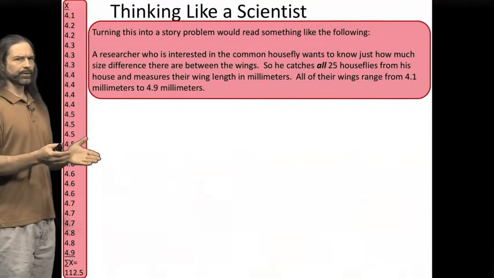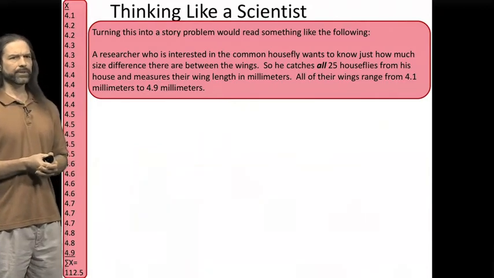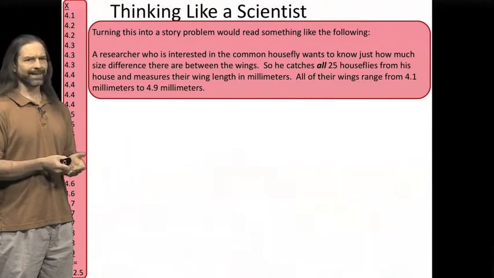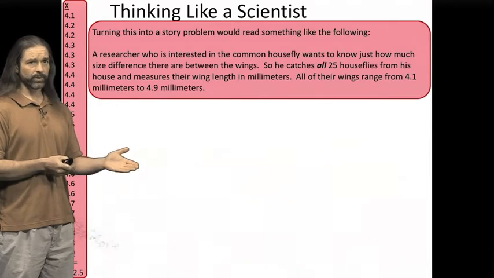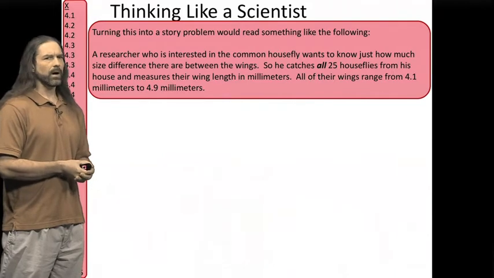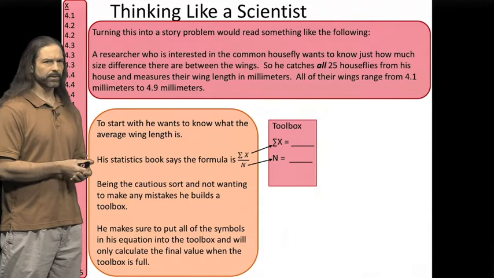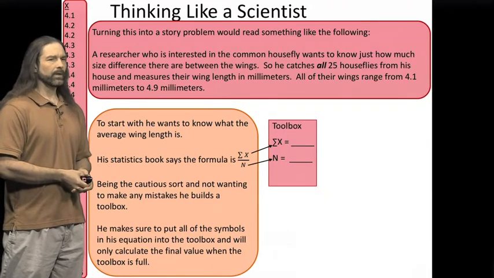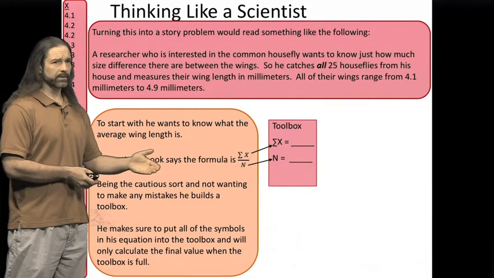So if we were to turn this into a story problem, it might read something like the following. A researcher who is interested in the common housefly wants to know just how much size difference there is between the wings. So he catches all of the 25 houseflies from his house and measures the wing length in millimeters. All of their wings range from 4.1 millimeters to 4.9 millimeters. To start with, he wants to know the average wing length. So he goes to the statistics books and the formula says sigma x divided by n.